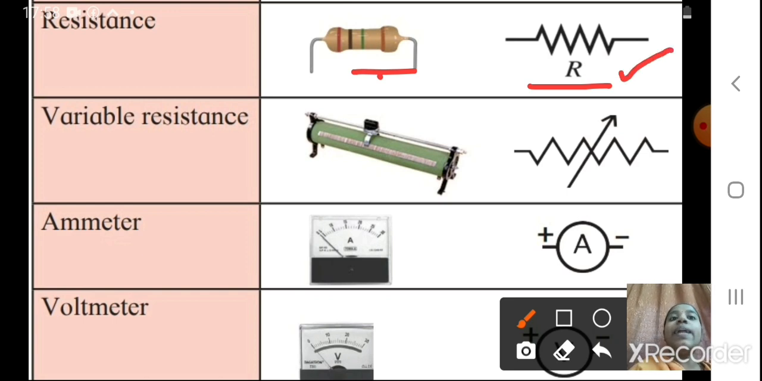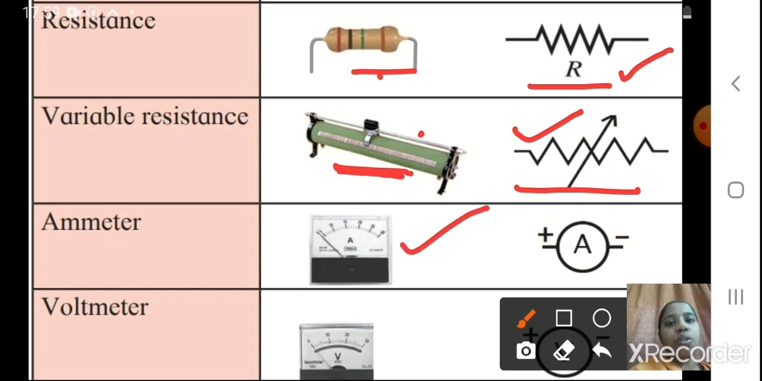Students, variable resistance means I want to change the value of the resistance. I need variations, so it is variable. This is the instrument which I am going to attach in my circuit, and we draw it in this way. In a circuit surely you will draw it in this way. We don't draw this figure. Then next I told you the ammeter, which we use for what, students? Yes, for measuring the current. See, it will look like this.